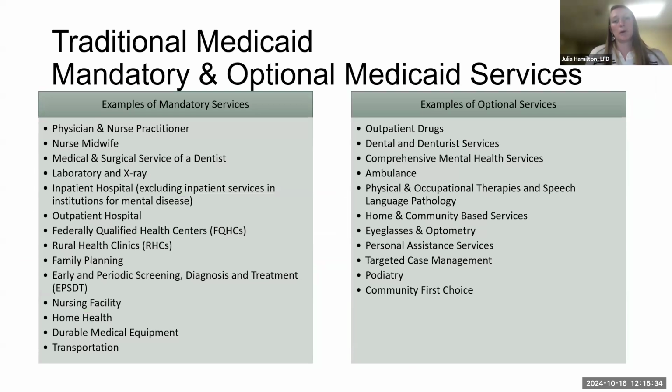Each program varies by state. So within state Medicaid programs, there are certain mandatory services that states must provide. These include some of the bigger ones, including hospital services, both inpatient and outpatient, federally qualified health centers, nursing facilities, and the list goes on. But the states can choose certain optional services as well. So some of the examples right here are the optional services that Montana provides to the Medicaid enrollees. These include things like outpatient drugs, which is a large one, dental, home and community-based services as well. Things like that, the states don't have to provide, but Montana has chosen to provide.